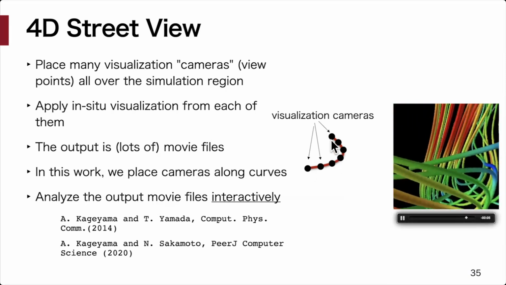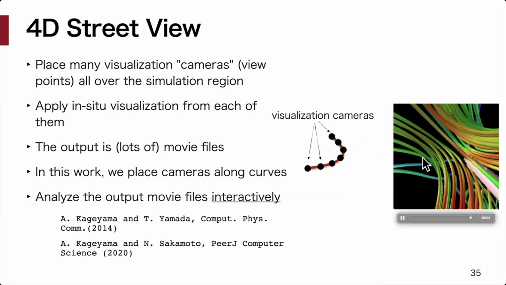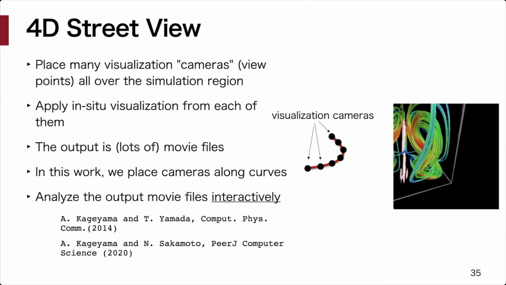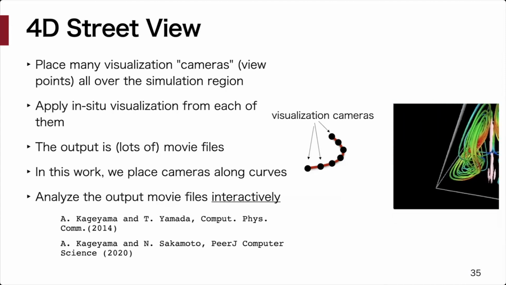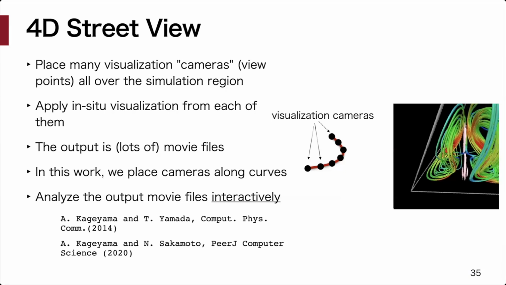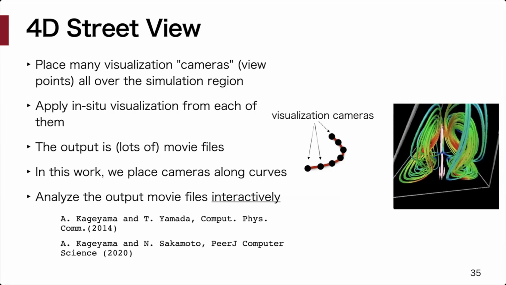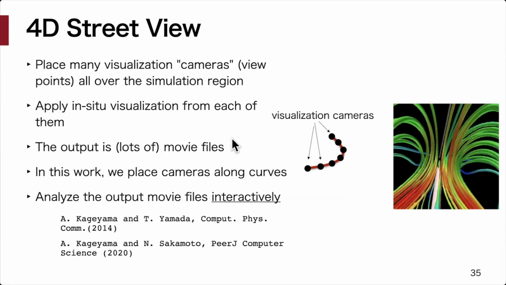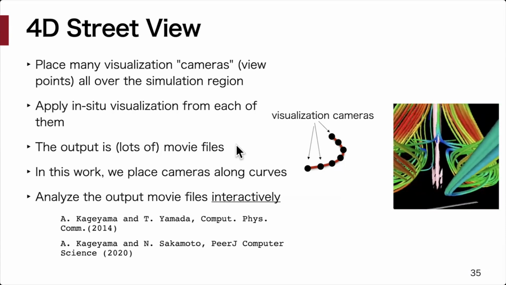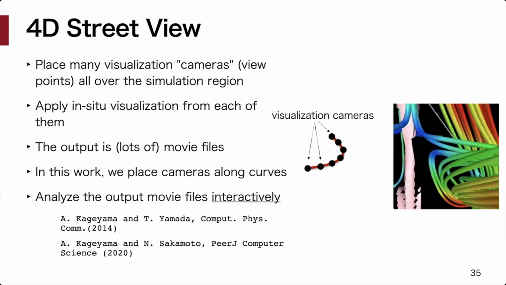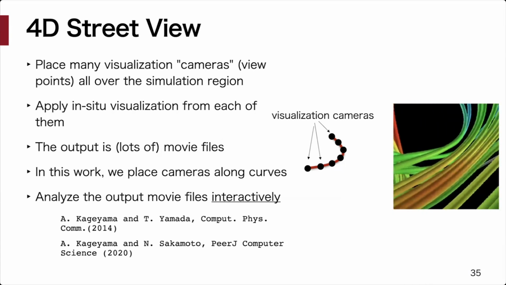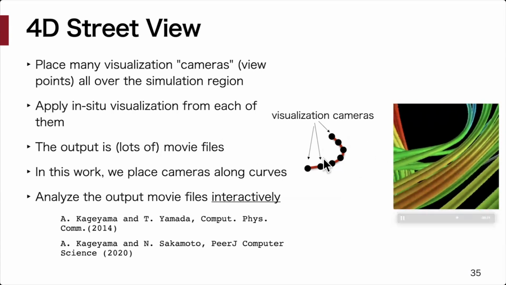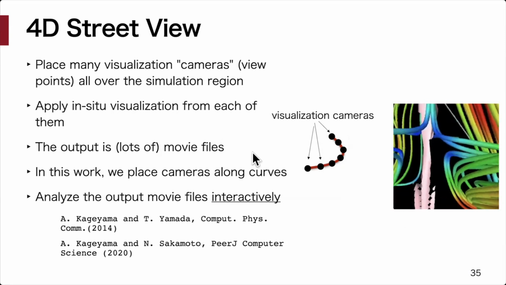I placed many cameras along a line, and these cameras are so-called omnidirectional cameras, so I can change the direction of this omnidirectional movie file by just a mouse drag motion. And if we click the keyboard, I can change the camera position. That makes me feel like I move along the line and so on. So this is how I interactively analyze the simulation data for this work.